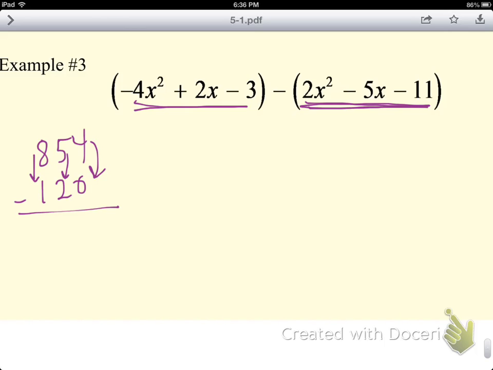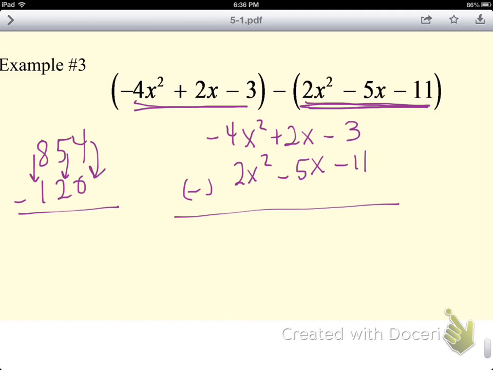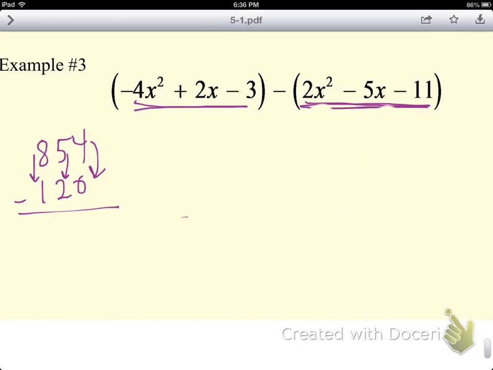So sometimes people like to write this in a vertical way. They write negative 4x squared plus 2x minus 3, minus, and they write the parentheses like this, and then they write 2x squared minus 5x minus 11. This actually gets kind of confusing because you have to think of subtracting all of these terms in here. So I like to do it a different way. I like to keep it horizontal.